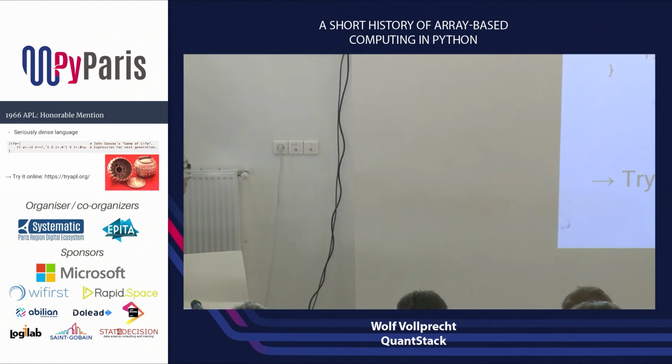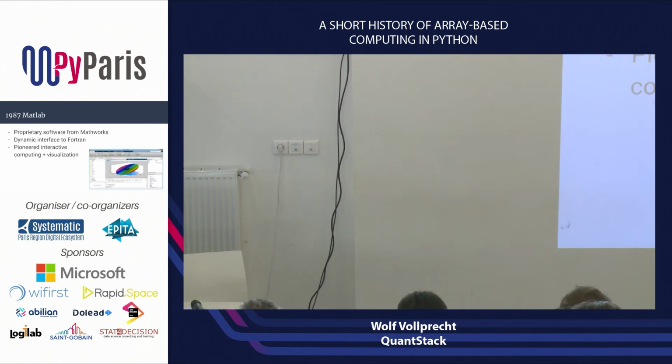It's really fun. And they used to have these specialized typewriters with all these crazy symbols to write this language. And then in 1987 there was MATLAB, which probably a lot of people that have gone through engineering education know. It's a proprietary software from MathWorks, and it was sort of a dynamic interface to Fortran for the students of some professor who started it, and it kind of pioneered interactive computing and visualization, alongside, of course, some other libraries and languages.